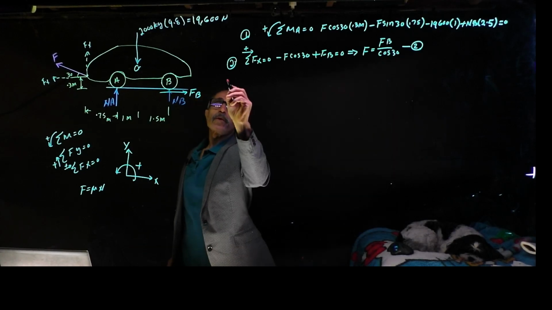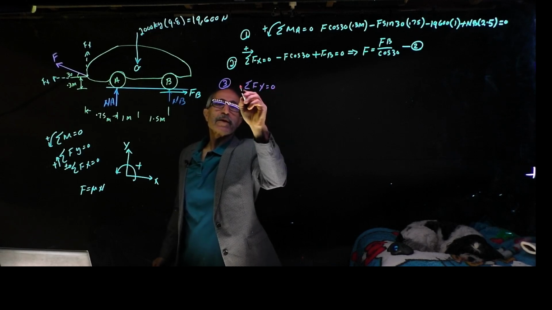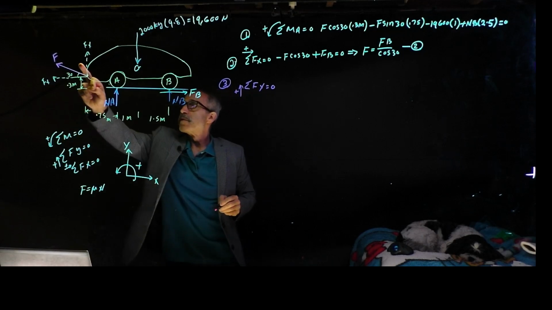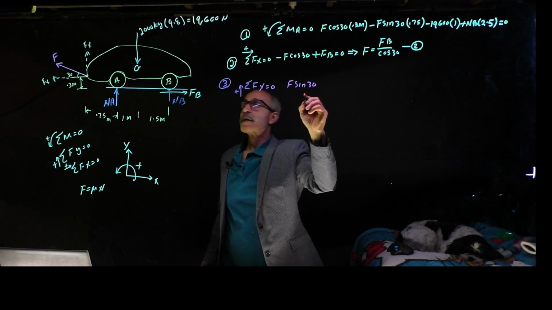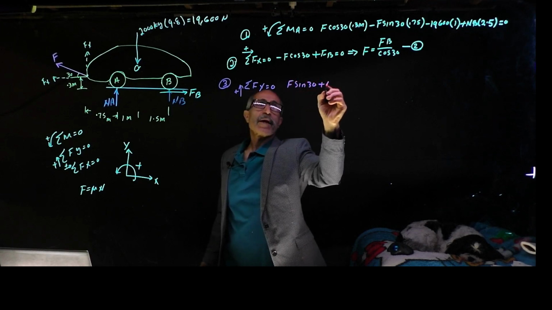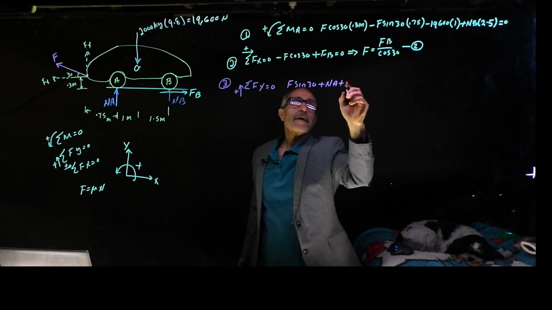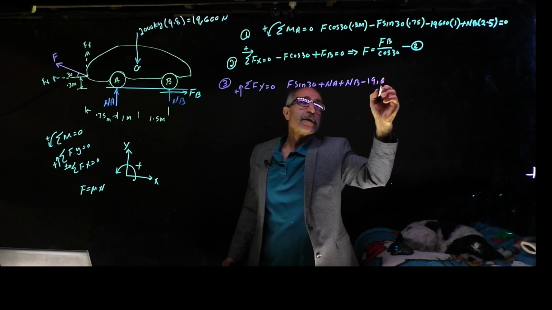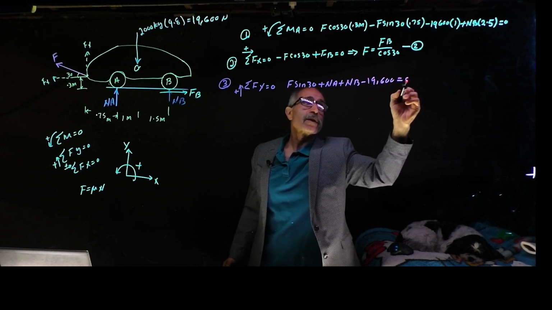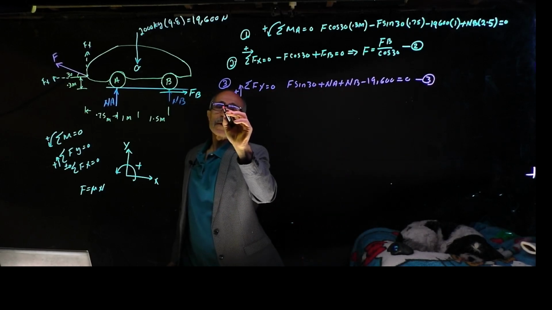All right, let's go for equation number 3. And that's a summation of Fy equals 0. Up is positive. Vertical component becomes F sine 30. And then I have plus NA plus my NB and minus 19,600. And that equals 0. That's equation number 3. Let's go for equation number 4.